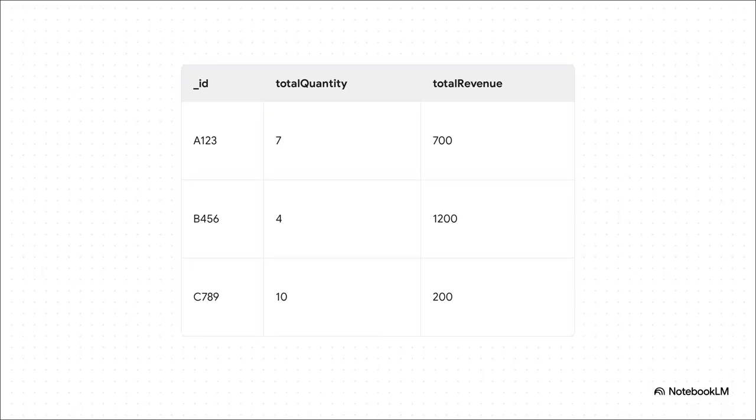Let's look at a concrete example. Imagine we started with a bunch of individual sales documents. After we run them through a $group stage, grouping them by product ID and using $sum, look what we get. We don't have a long list of sales anymore. We have one single document for each product with the totals already calculated for us. This is the magic of aggregation, transforming many documents into a few highly meaningful ones.